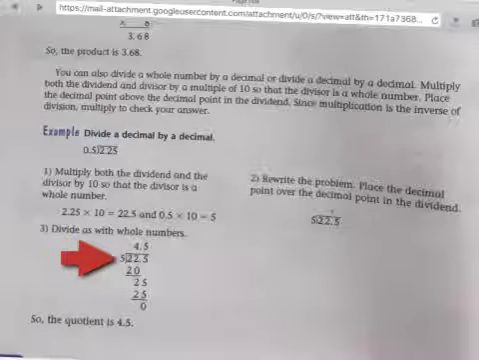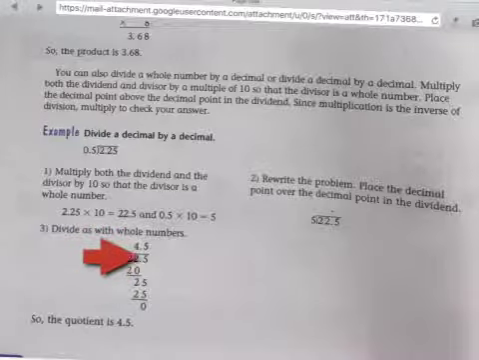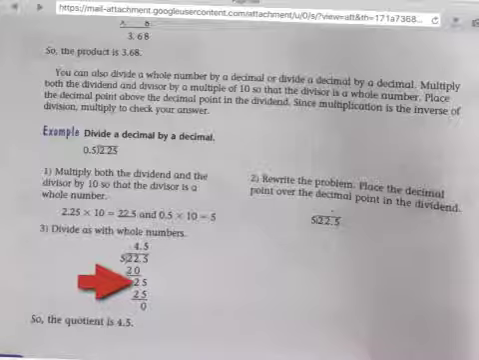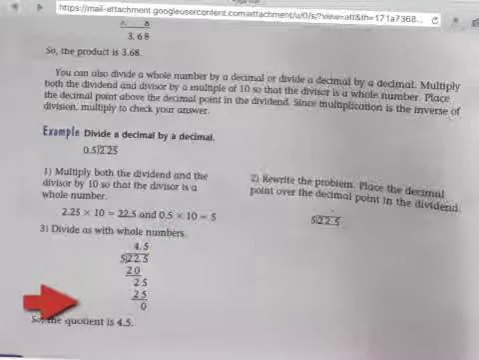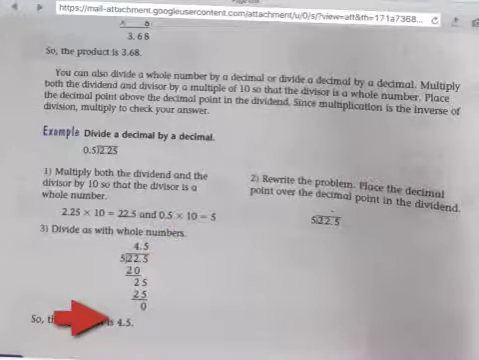So we know 5 will not divide into 2, but it will divide into 22 4 times. 4 times 5 is 20. Going to subtract, bring our 2 down. So we know, go ahead and bring our 5 down. So we know 5 will divide into 25. 5 times 5 is 25 with 0 remaining. So then it says the quotient is 4.5.